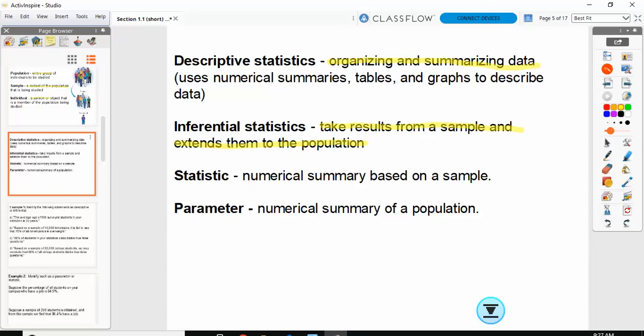A statistic is from the sample. So if I said, in the Pepsi activity, 1 in 6 wins. 1 in 6, that's out of all the Pepsi bottles. All the Pepsi bottles is the entire population, right? So that 1 in 6 would be a parameter because it was the entire group.